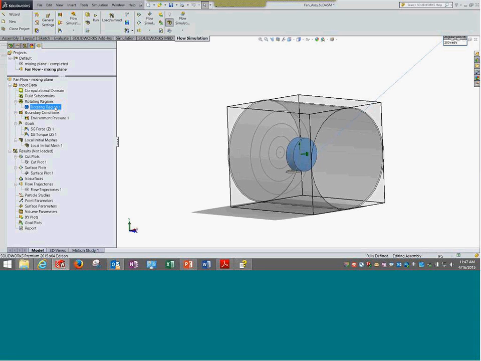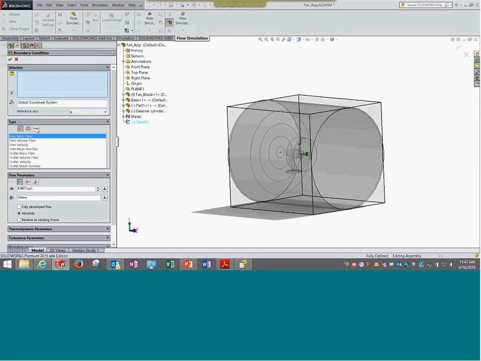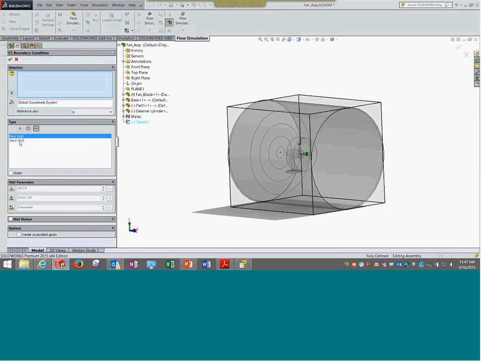The option is somewhere here. Insert boundary condition, real wall. You can see here there is this option of stator. Select those appropriate bodies which are coming inside the domain, and you can treat them as a stator. That is, they are not moving.